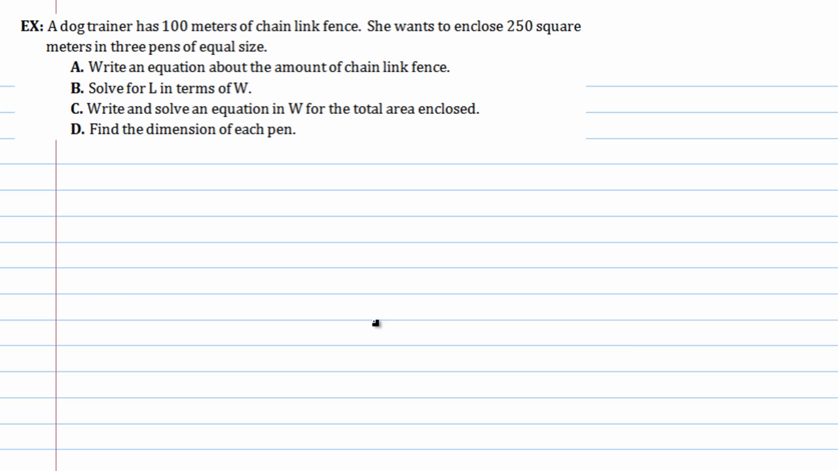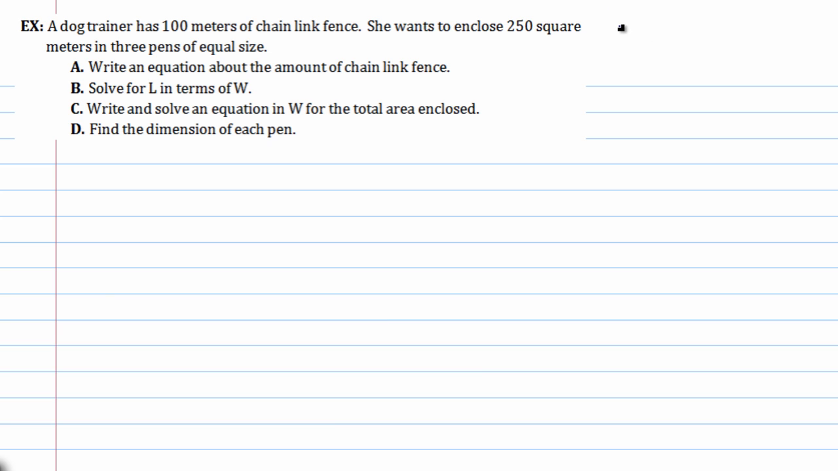And what you should always do whenever you see a problem that I'm doing, you should pause it and try it by yourself first. But a dog trainer has 100 meters of chain link fence. She wants to enclose 250 square meters in 3 pens of equal size. Now, I have several instructions here. I know that I'm going to write an equation about the amount of chain link fence. I'm going to solve for L in terms of W, write and solve an equation for W for the total area enclosed, and find the dimension of each pen. Essentially, what they're really asking for is for me to find the dimension of each pen.